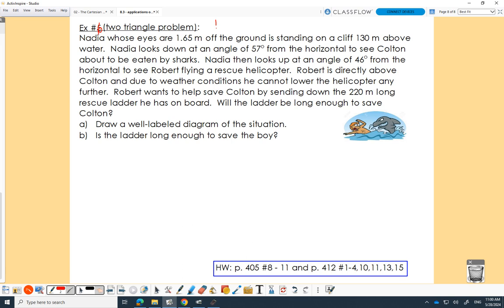Anyway, shh. Nadia then looks up at an angle of 46 degrees to see Robert flying a rescue helicopter. Robert is directly above Colton, and due to weather conditions, he cannot lower the helicopter any further. Robert wants to save Colton by sending down the 220 meter rescue ladder. Will the ladder be enough? Draw a well-labeled diagram. I'm doing this on a separate page, but you've got enough room on your page, I think. Mine's sort of stretched, okay?